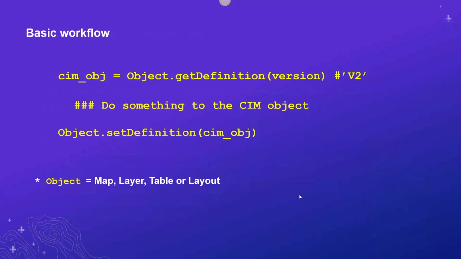Now, the basic workflow for working with the CIM is really simple, right? So we have these objects, and they're either maps, layers, tables, or layouts. And all we simply need to do is get their definition. When we get their definition, we're returning that JSON structure. And then you do something to that structure, you change basic properties, and then to that object, that map, layer, table, or layout, you set those changed CIM definitions back to the object. And this is really it. So we're just introducing a couple new methods, get definition and set definition.